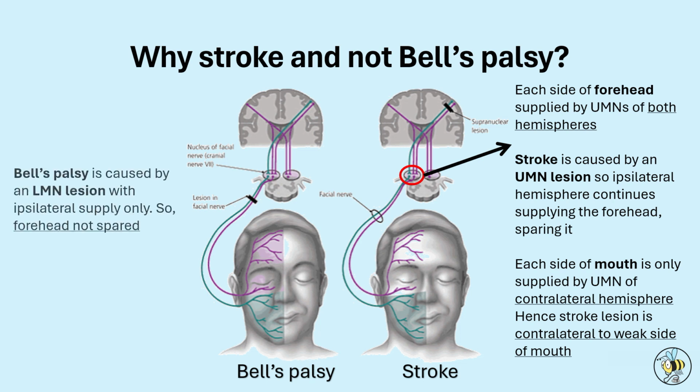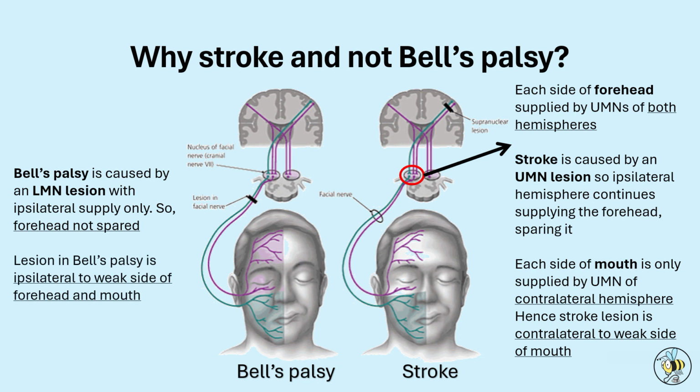Now, Bell's palsy is due to a lower motor neuron lesion with ipsilateral supply only. So both the mouth and the forehead are not spared. The lesion in Bell's palsy is ipsilateral to the weak side of the forehead and the mouth. Click on the ribbon above to learn more about Bell's palsy.